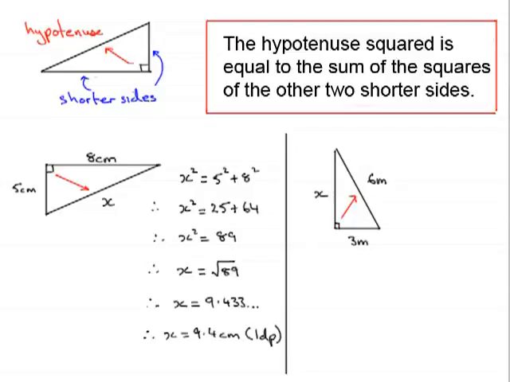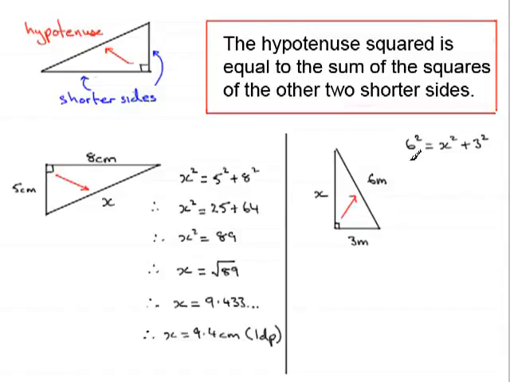So according to Pythagoras' theorem, the hypotenuse squared, that's this side here, 6 squared, is equal to the sum of the squares of the other two shorter sides, and these two sides are the shorter sides. So I can write equals x squared plus 3 squared. So you've got to be very careful in this example that you do not start with x squared. Okay, x squared does not equal 6 squared plus 3 squared.